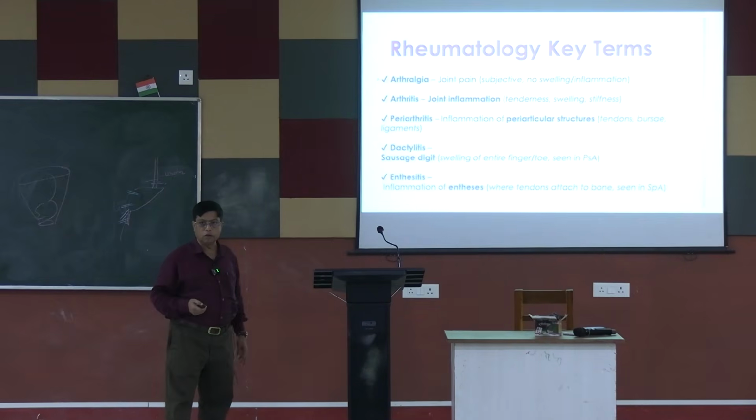You have already been taught in your pathology classes what the signs of inflammation are. You know rubor, calor, tumor: swelling, redness, tenderness, these are the signs of inflammation. So when signs of inflammation are present, we call it arthritis. When there is only pain, no signs of inflammation, we call it arthralgia. So the main point of difference is swelling. When there is swelling, we call it arthritis. When there is only pain, no swelling, we call it arthralgia.